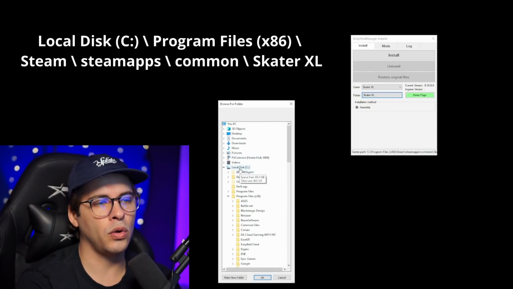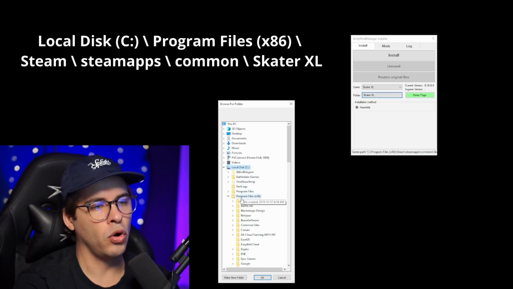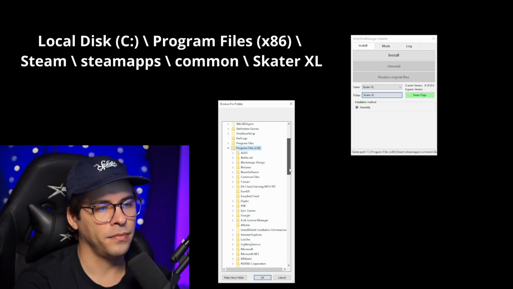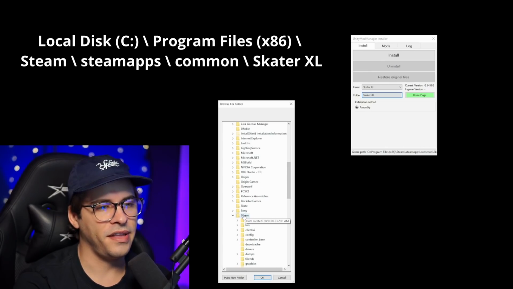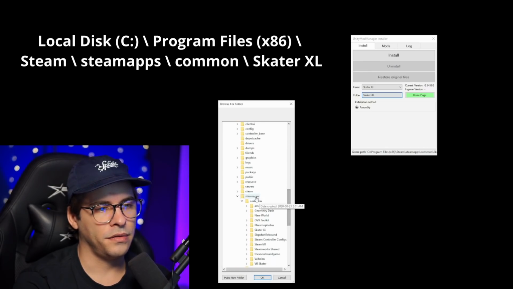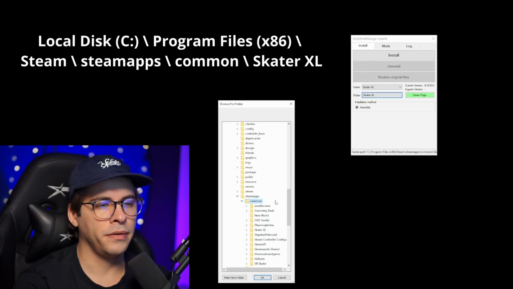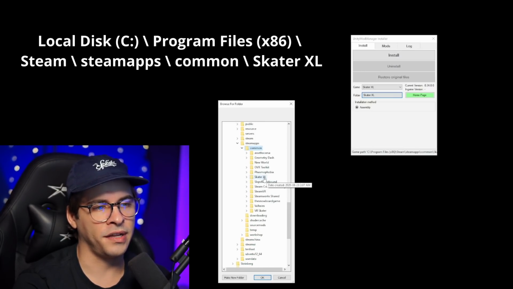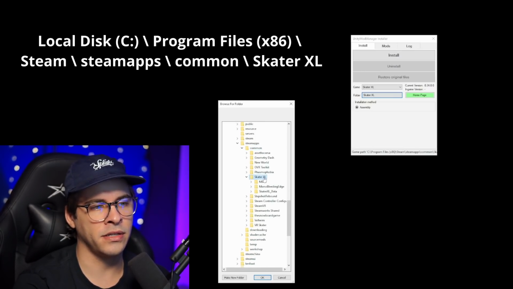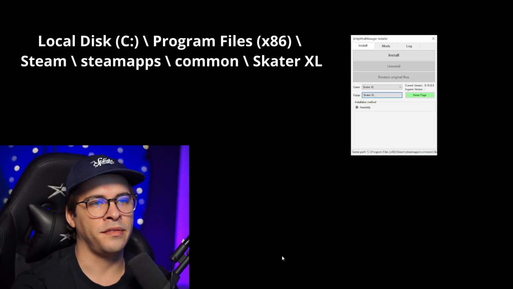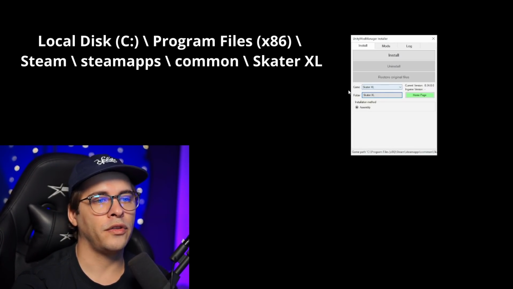So we're going to go to local disk. That's probably where it's going to be, local disk C. Then program files x86. Scroll down. Steam. Steam apps. Common. And that is where all of your Steam games are located. So all we have to do is click Skater XL and select Skater XL as the game. So now, this application knows what game it's installing mods into, and it knows where to put the mods.